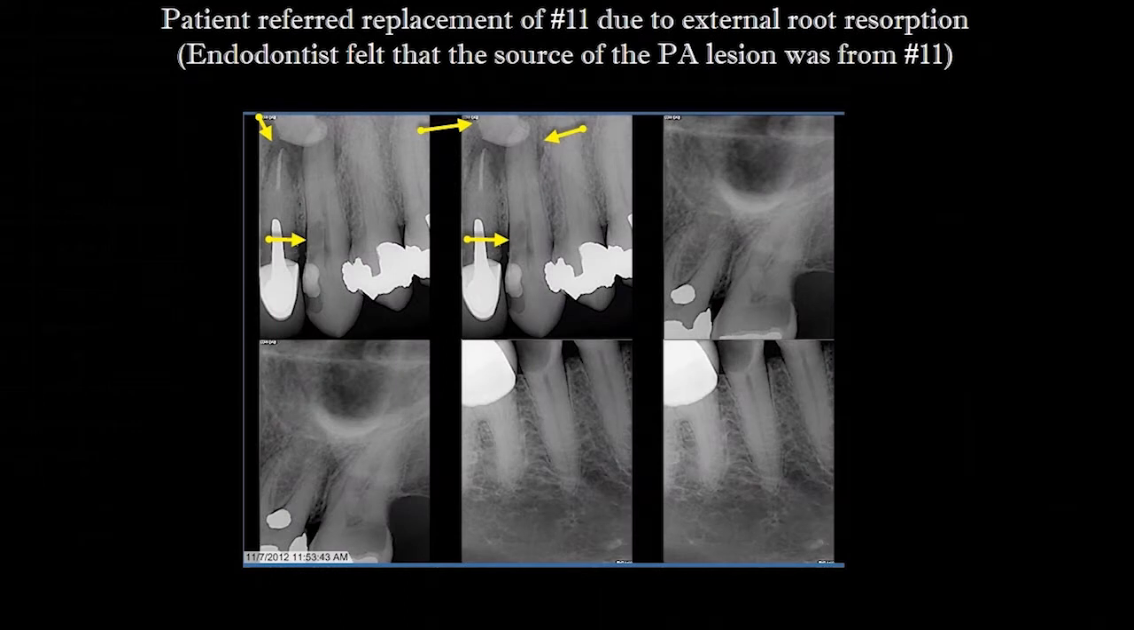This is a patient that was referred to replace number 11 due to external root resorption. And the endodontist felt that the source of the PA lesion was from 11. The endodontist is John Levin in Lafayette. And I said, John, I don't see too many of these with periapical lesions. I really think the problem's coming from here, or maybe it's coming from this supernumerary tooth, or who knows.